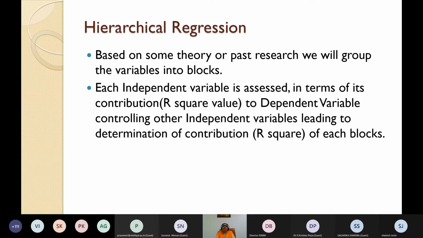So this is the way, on the basis of the change in the R square value, or in terms of the contribution of R square to the dependent variable controlling other independent variables, leading to a determination of the contribution of each block. So this way the block is built. Whichever block gives you the best possible combination of the elements is taken up.